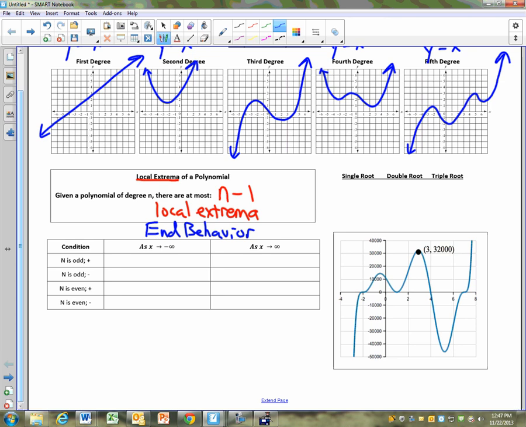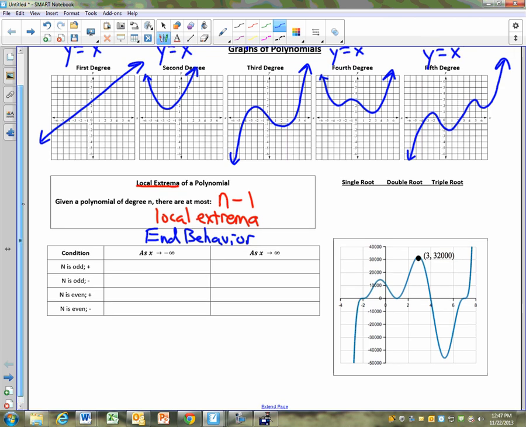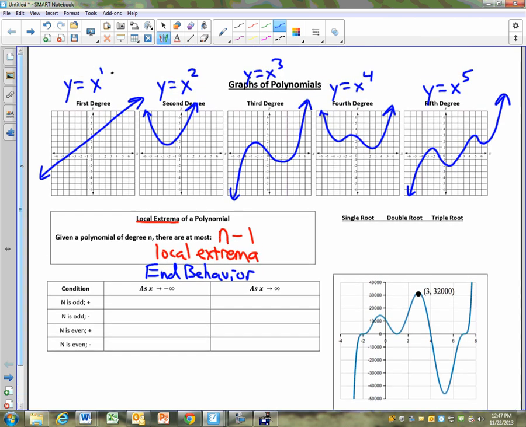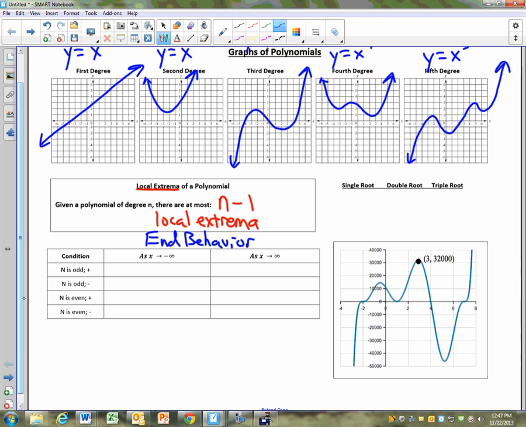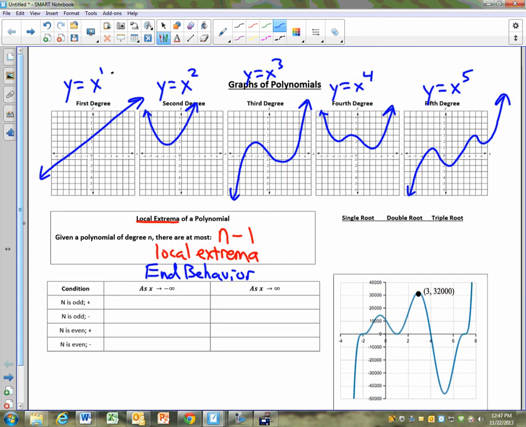And then we're going to look if n was even and the leading term was positive. Okay? This reads as follows. As x approaches or goes to negative infinity, what we want to see is as the x values go towards negative infinity, what happens to the y values? So I'm just going to look at an example here. It says n is odd and it's positive. So this one right here, 3rd degree, that's an example where the power is odd and this is a positive polynomial. I'll draw the negative ones in red so you can see the difference.